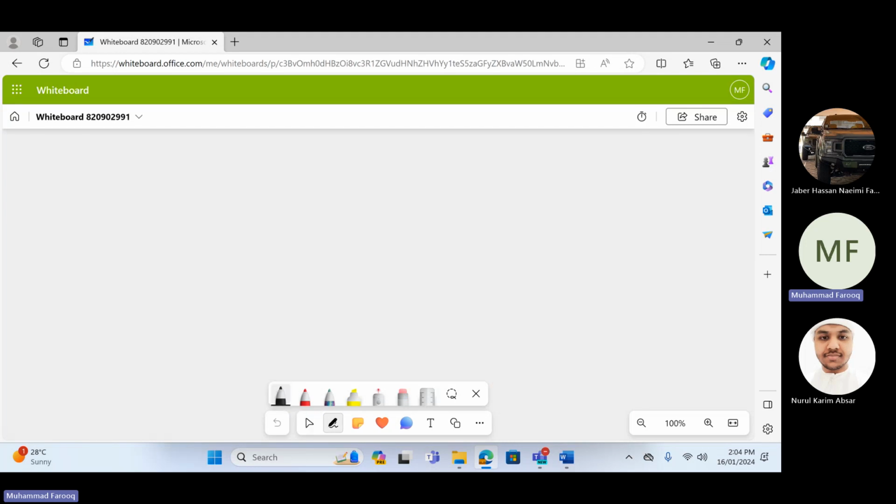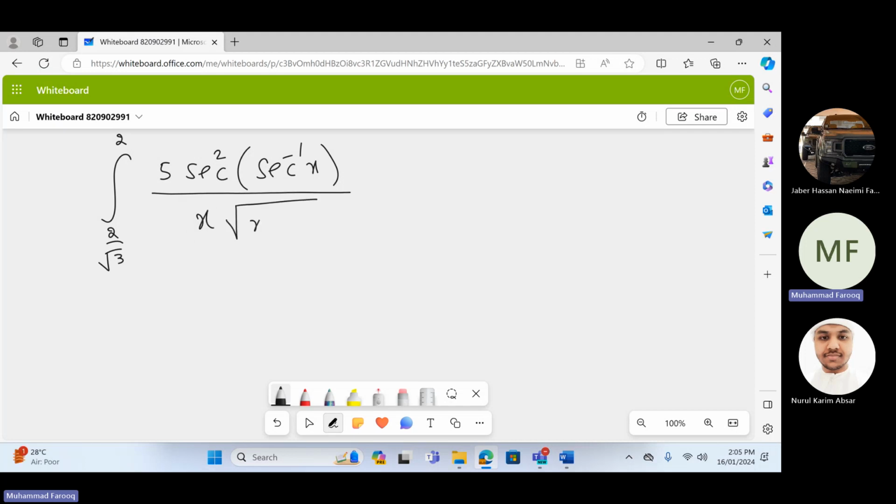Integration from 2 over root 3 to 2 of 5 secant inverse x over x times the square root of x squared minus 1. Okay. This is also one of the question 7.6, please. So here we also need substitution. What do we take as u? Secant inverse.